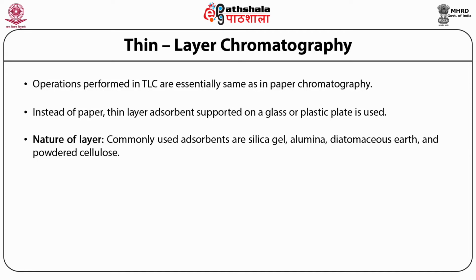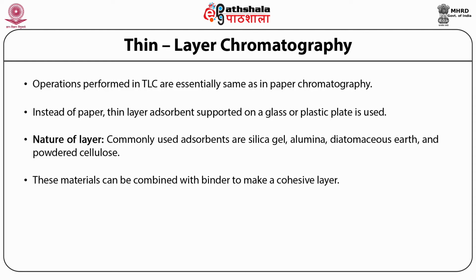Silica gel is acidic and has a high capacity. It is useful for both adsorption and partition chromatography. Alumina is basic and used primarily for adsorption. Diatomaceous earth is nearly neutral and is used as a support for partition phenomena. Any of these materials can be used in pure form, but it is more convenient to combine them with a binder or adhesive such as plaster of Paris to make a more cohesive layer.